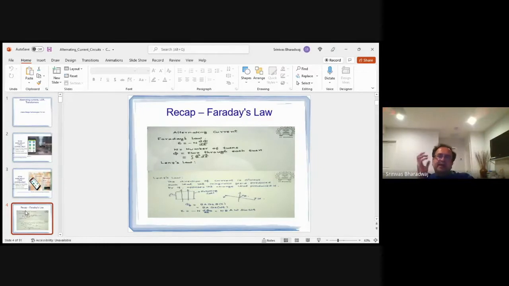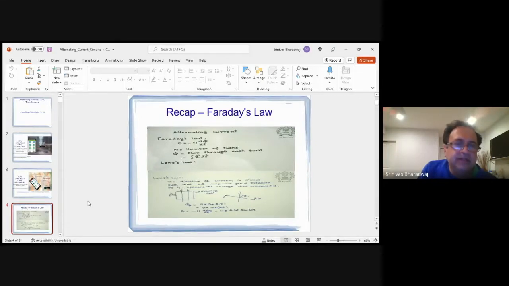Now, that scalar induces a voltage called EMF, electromotive force. EMF is a voltage. So that voltage is proportional to the rate of change of flux. Now, E equals N times d phi by dt, where N is the number of turns. So this is Faraday's law.